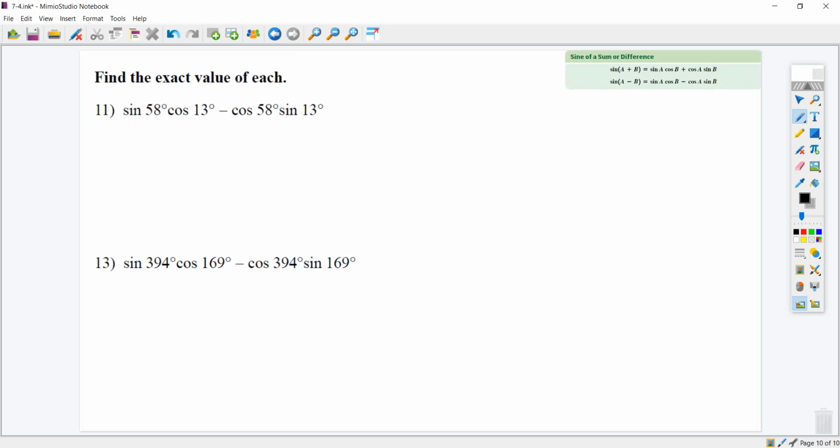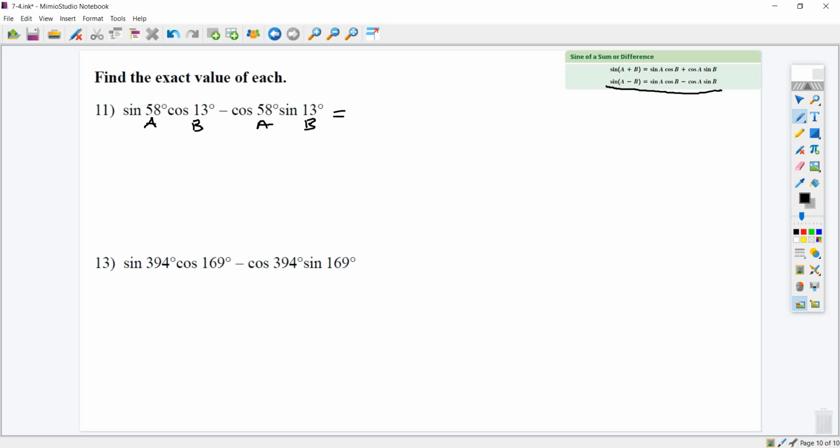Alright, so let's look at the last two questions, 11 and 13. That's again on assignment 2. Look at this, sine 58 times cosine 13 minus cosine 58 times sine 13. And look at the second formula here. We have sine A times cosine B minus cosine A times sine B. So looks like A is 58, B is 13.